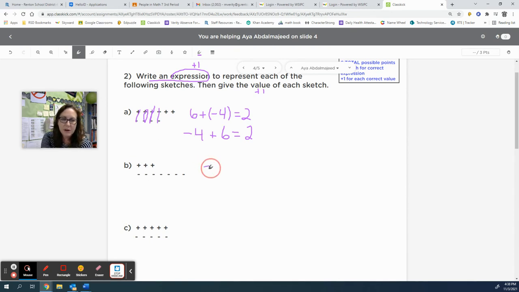Okay, so now we have 3 positives, and we are adding how many negatives? 1, 2, 3, 4, 5, 6, 7. We've got 7 negatives. Okay, so I'm going to use my zero pair method. Zero pairs, zero pairs, zero pairs. And I've got 4 negatives left. So I've got 4 negatives. All right. This could also be written as -7 plus 3. It still equals -4.